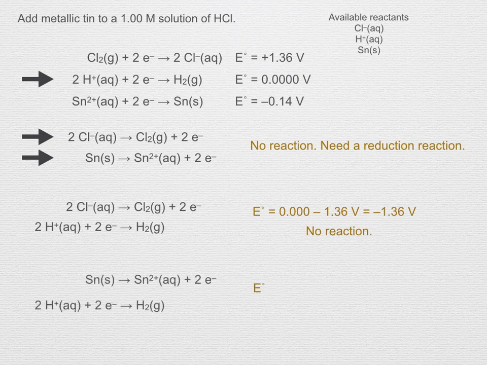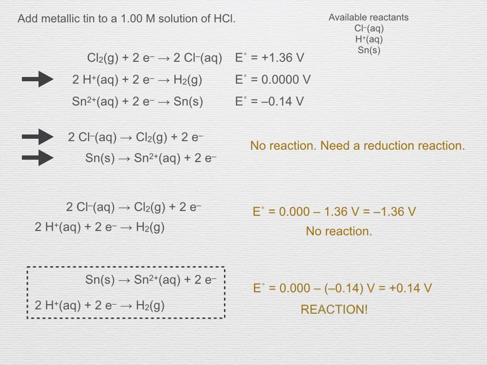H plus and tin is a redox reaction. E naught equals 0 minus a minus 0.14 or plus 0.14 volts. The positive potential indicates that it will react. Tin will dissolve in the acid solution by reaction with the hydronium ion, but not because of reaction with the chloride ion.